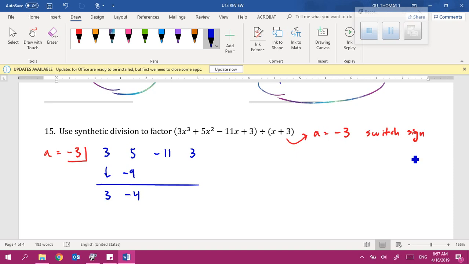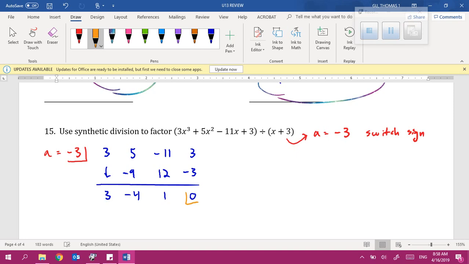So now we have -4 times -3, which gives me 12. So 12 minus 11 is 1, right? And then 1 times -3 is -3, and that gives you 0, which is what you're supposed to get, right? Because we're factoring, so you know it's going to be a factor.